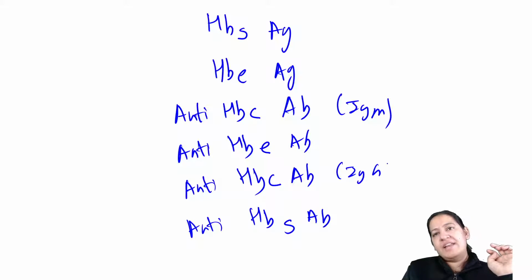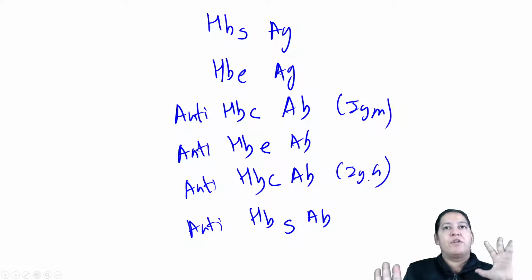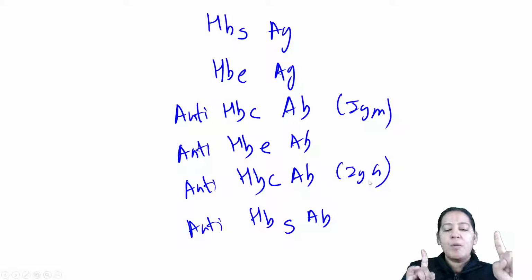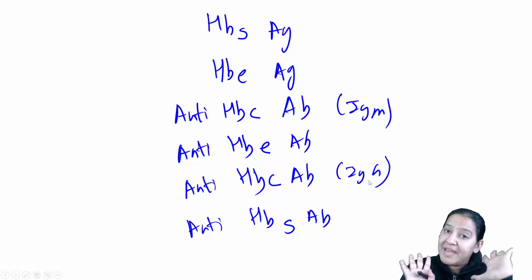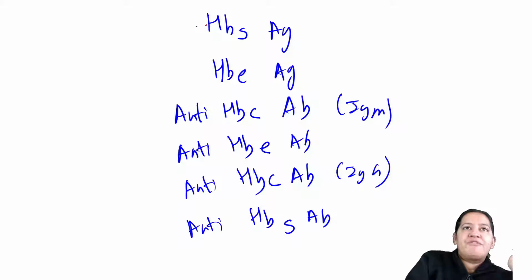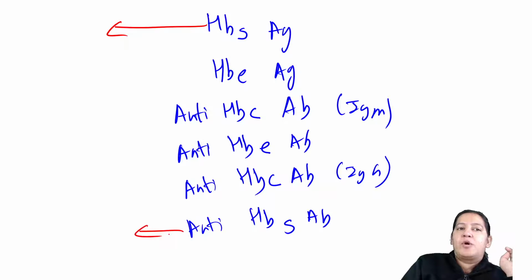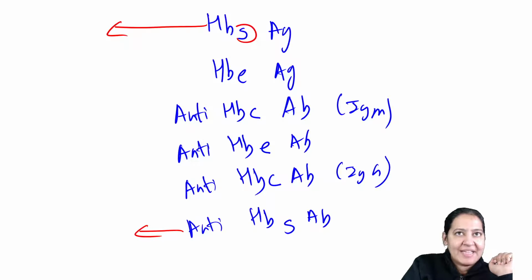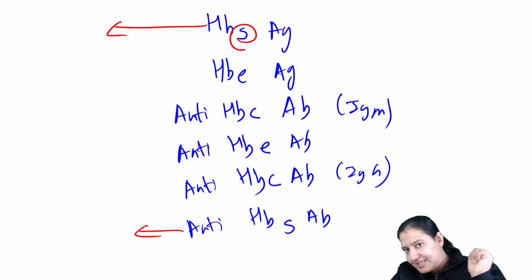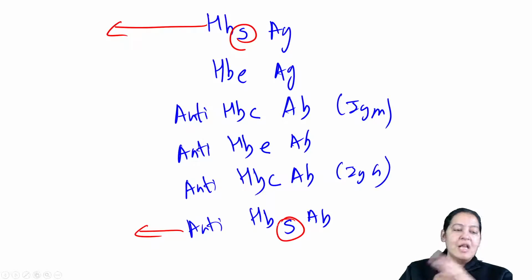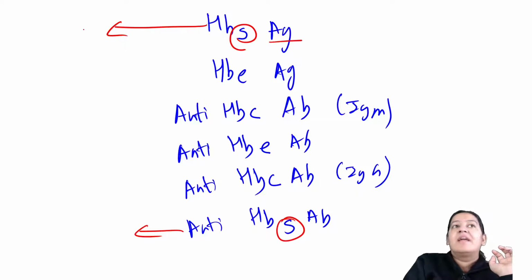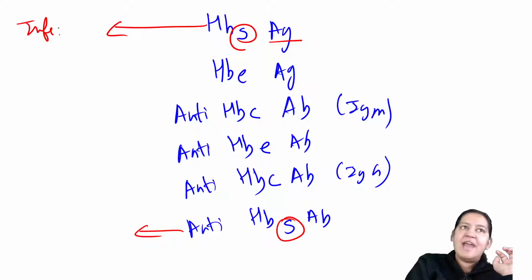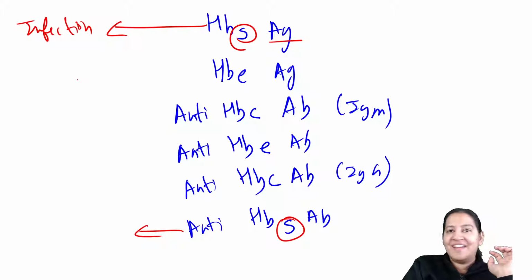If you don't have any doubt till now, listen to the significance of each. This is the sequence. Now I will talk about the significance one by one. I will take pairs. First I will take the pair of S antigen and S antibody. What do they indicate? S antigen indicates infection. Now whether acute or chronic, I don't know, and whether carrier, I don't know.